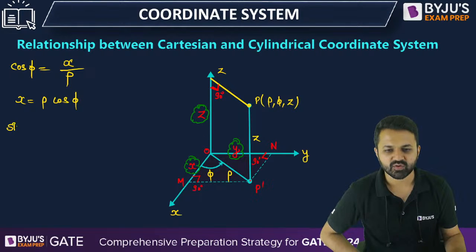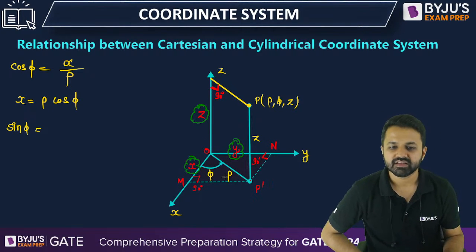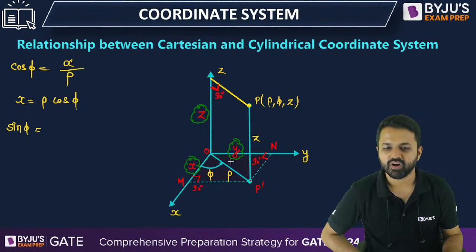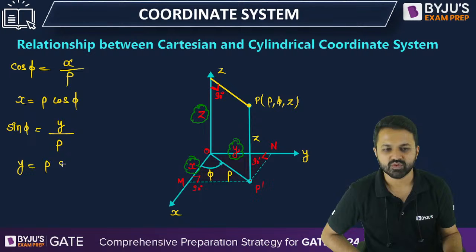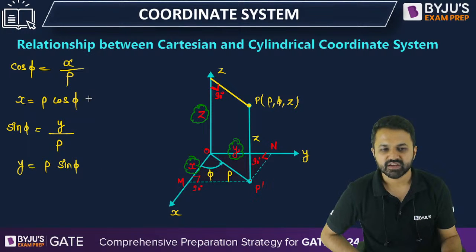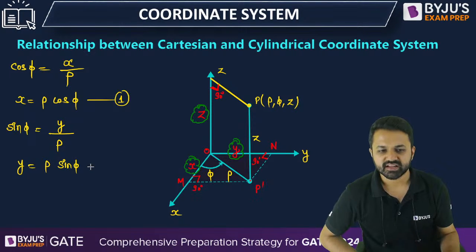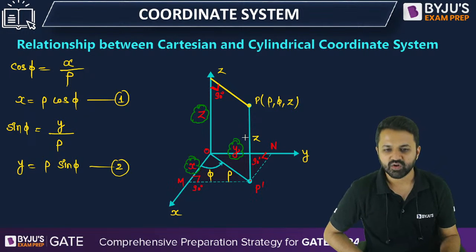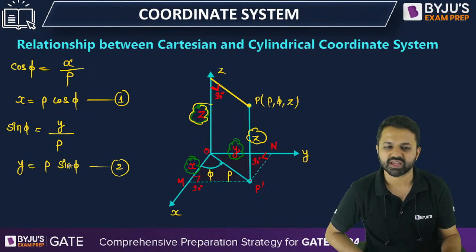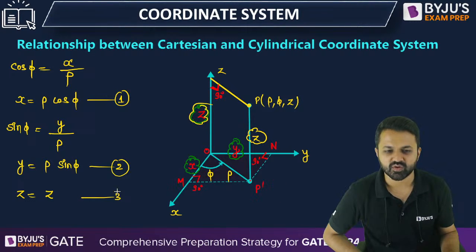Similarly, if I calculate the sine phi in the same triangle, then it is height upon hypotenuse, that is y upon hypotenuse, that is rho. So we are getting y is equal to rho sine phi. So this is the first equation we are getting. This is the second equation we are getting. Now if I compare the z in the cylindrical coordinate system and z in the Cartesian coordinate system, both are symmetrical and identical. So z is equal to z.